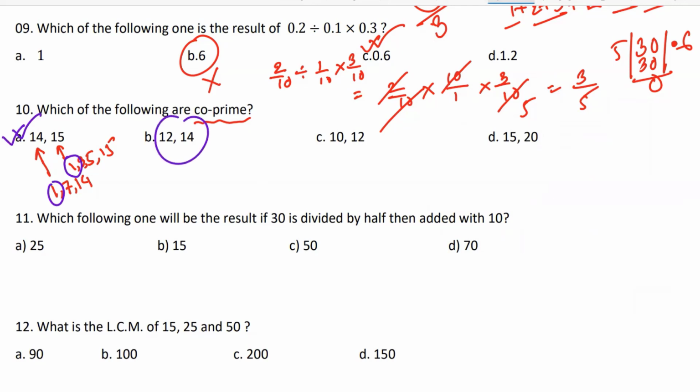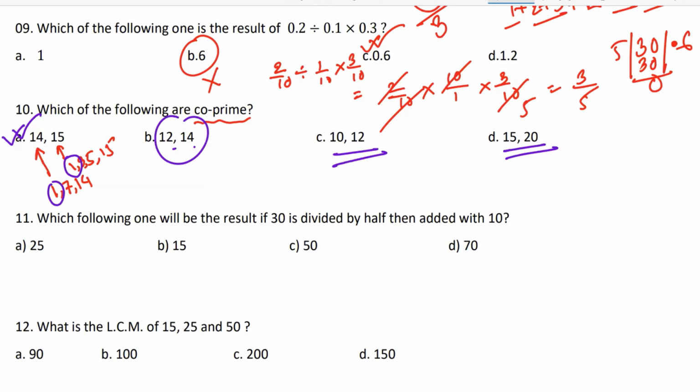In the other pairs, the common factor is 3, then 2, and there is also a common factor 5. So only the first pair, 14 and 15, has no common factor except 1. That's why they are coprime numbers.